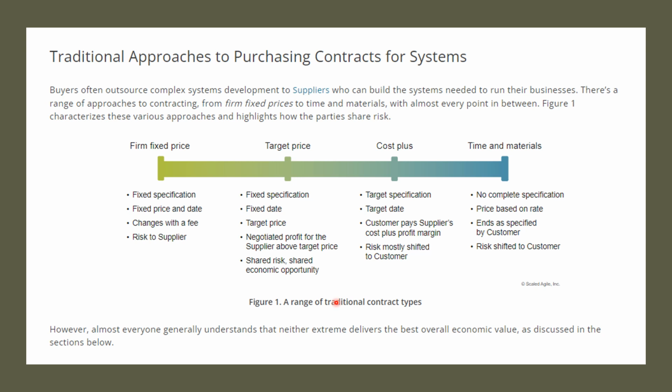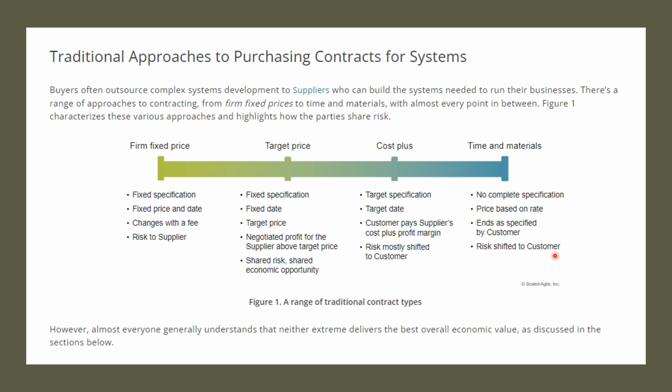So, this is the picture you're seeing. It characterizes the various approaches and highlights how the parties are sharing the risk. If you look at that, firm fixed price is a fixed specification, fixed price and date, changes with a fee, risk to suppliers. Target price: fixed specification, fixed date, target price, negotiation, profit for the supplier above the target price, shared risk, shared economic opportunities. Then cost plus: target specification, target date, customer pays supplier's cost plus profit margin. Risk is mostly shifted to customer.